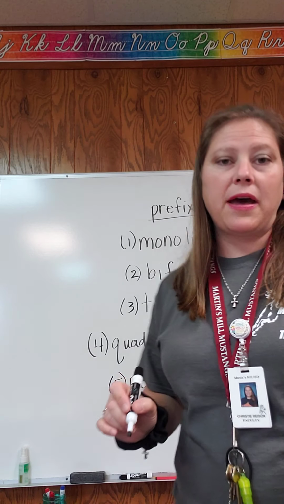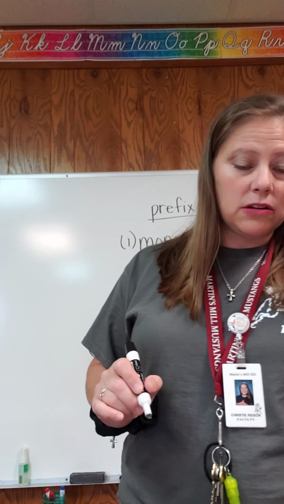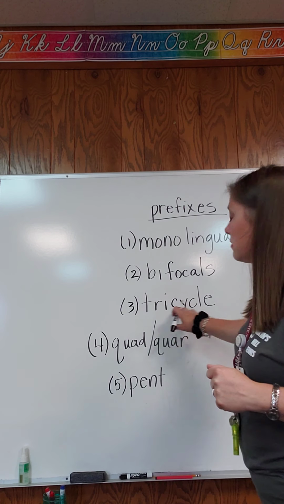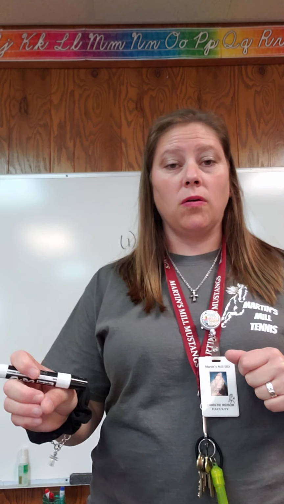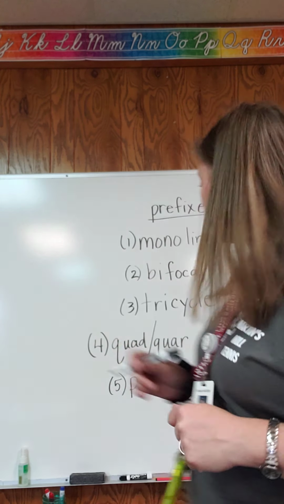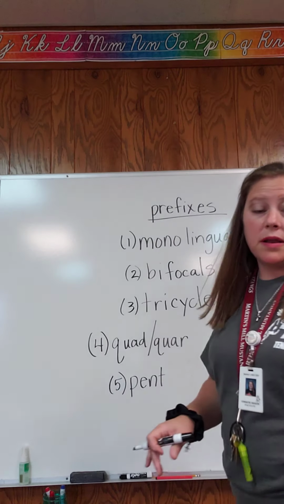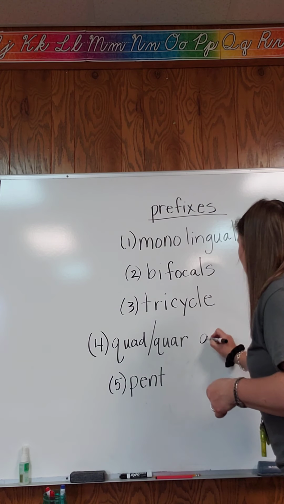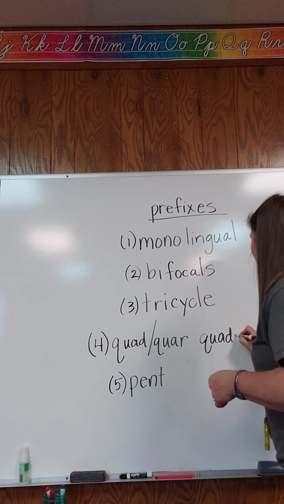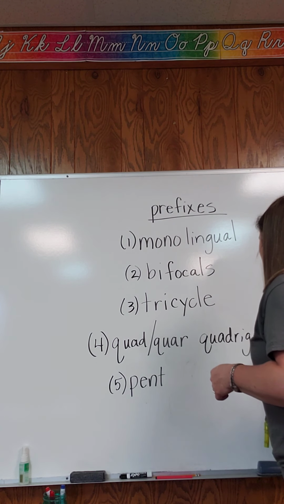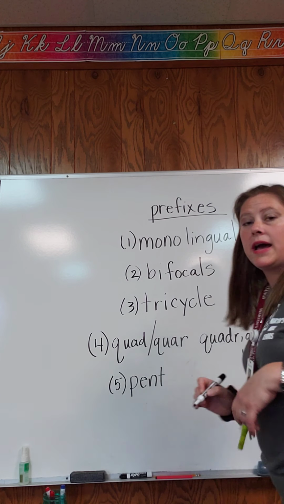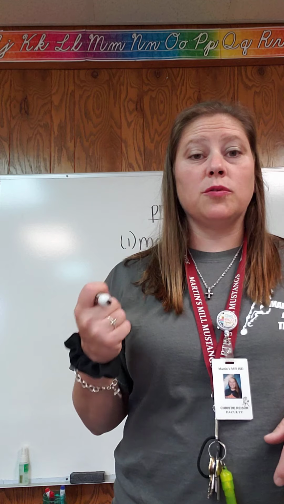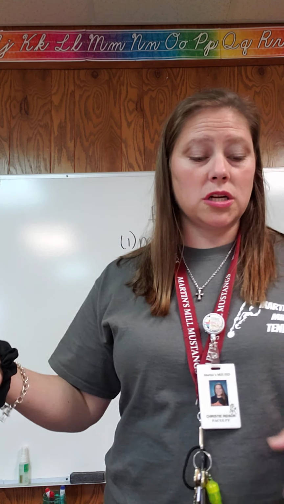And we just talked about that one earlier. A tricycle, meaning three, or a triangle, meaning three sides. Okay. For quad and quar, a quadrigraph. And we've talked about a quadrigraph. All right. We underline a quadrigraph. It contains 4 letters. That's why it's called a quadrigraph.